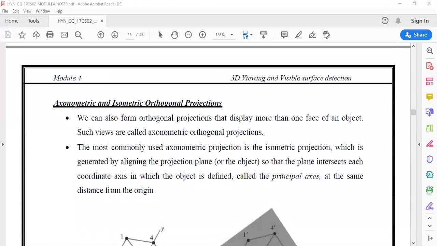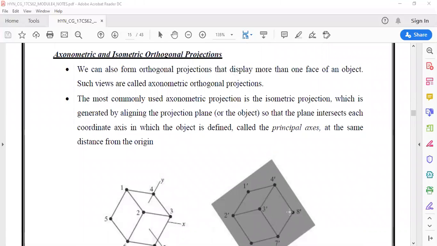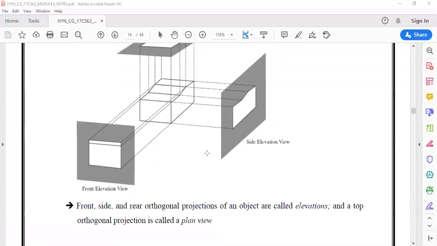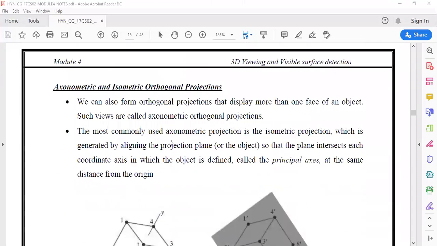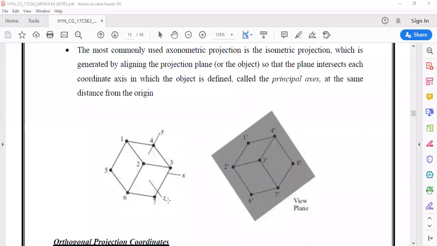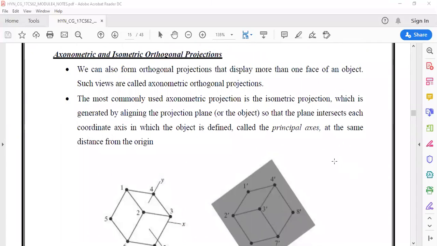The next topic is axonometric and isometric orthogonal projections. We can also form an orthogonal projection that displays more than one face of an object. In this particular orthogonal projection, I have either the front face, or the side face, or the top face of the object. But if I want to keep my object tilted, look at this cube, I have kept my cube tilted and I want to see more than one face of the object. That is also possible.